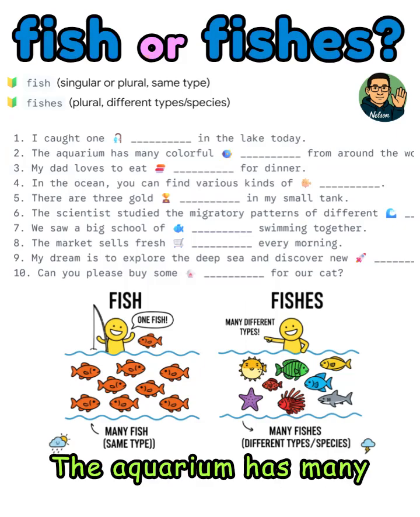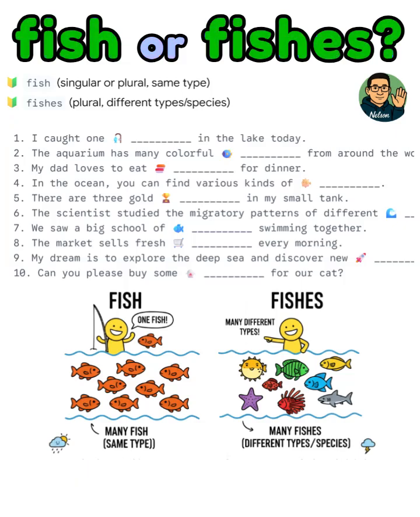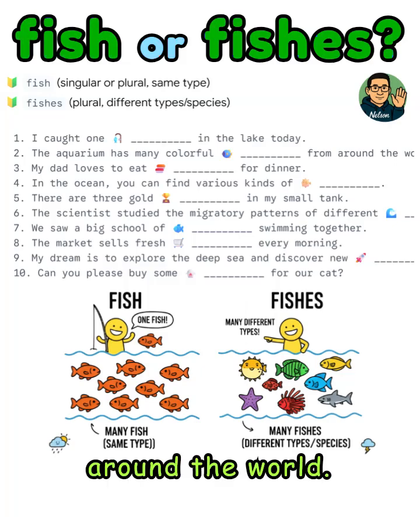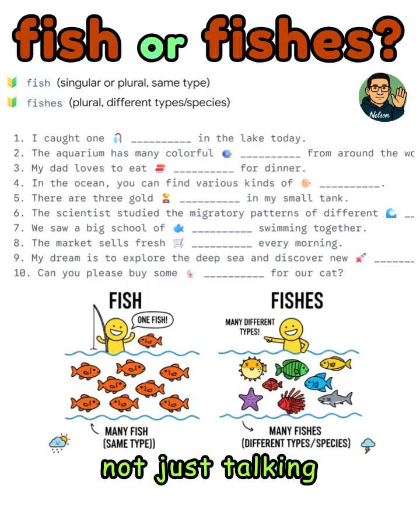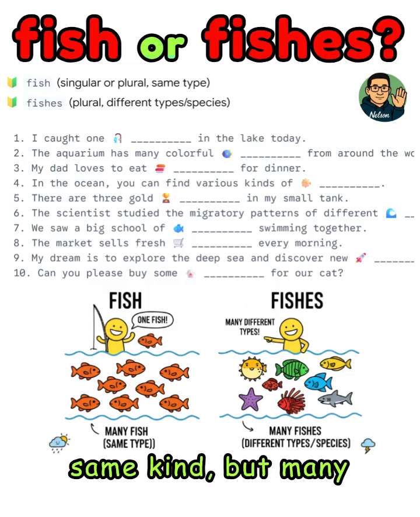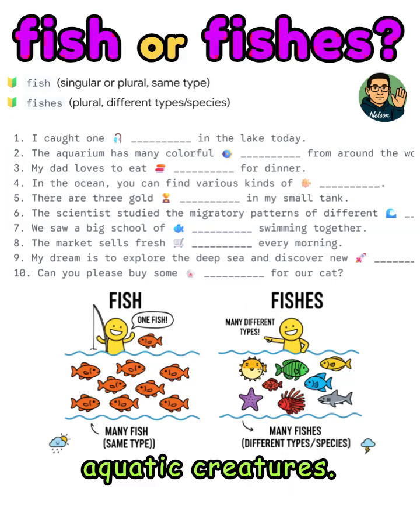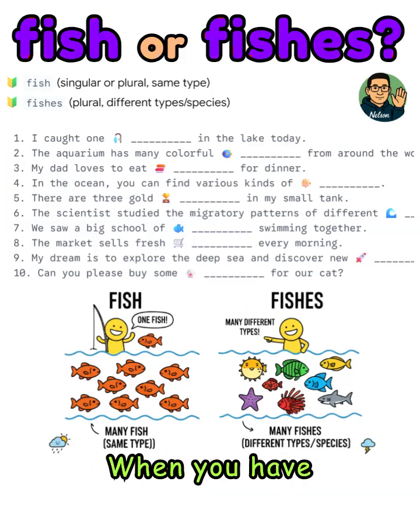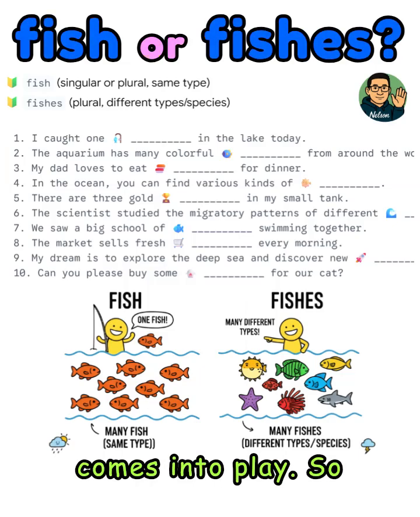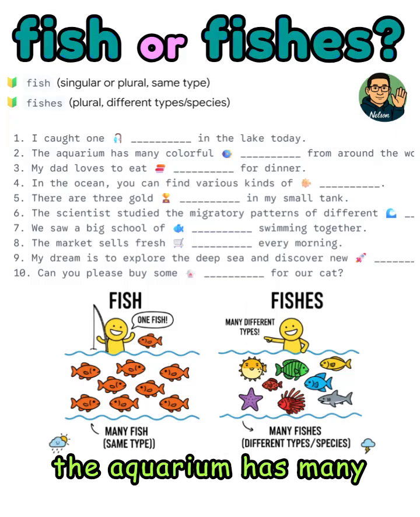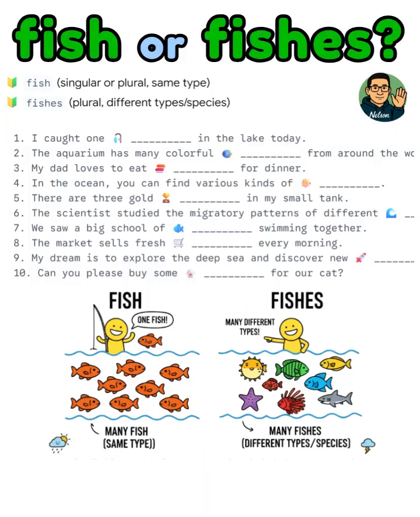Number two, the aquarium has many colorful blanks from around the world. Colorful and from around the world. This tells us we are not just talking about many of the same kind, but many different kinds or species of these aquatic creatures. When you have different types, that's when fishes comes into play. So the aquarium has many colorful fishes from around the world.